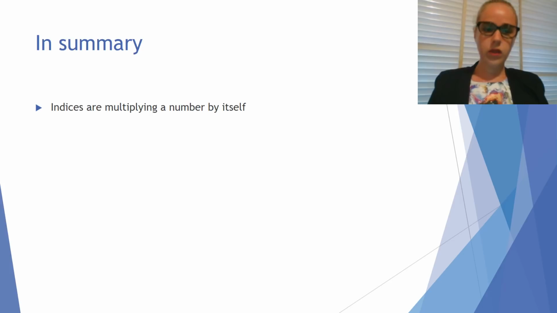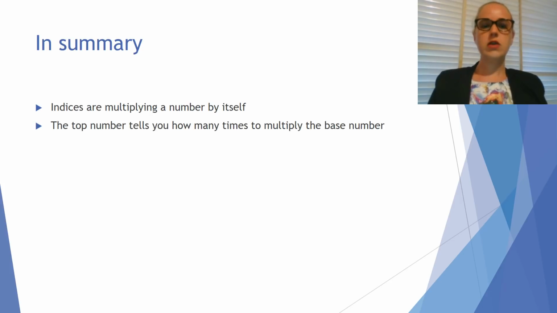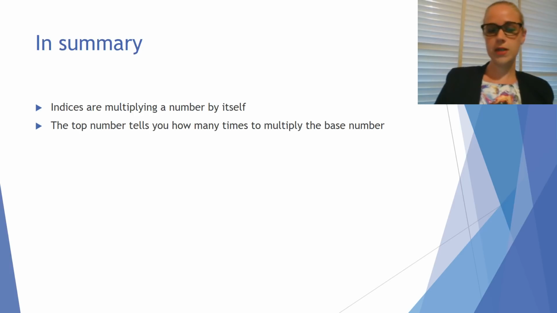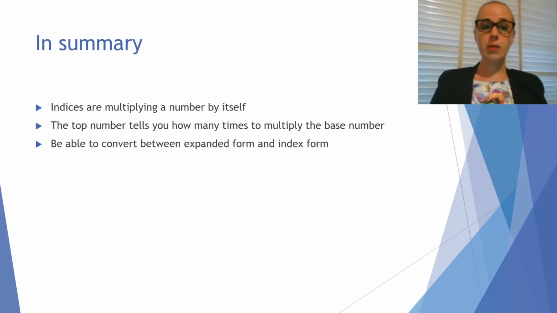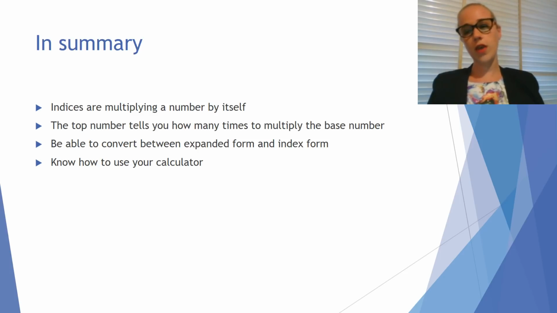In summary, indices are multiplying a number by itself. The top number tells you how many times to multiply the base number, and you need to be able to convert between the expanded form and the index form. Know how to use your calculator to work out indices, both to work out the answers and how to go backwards and work out the roots.